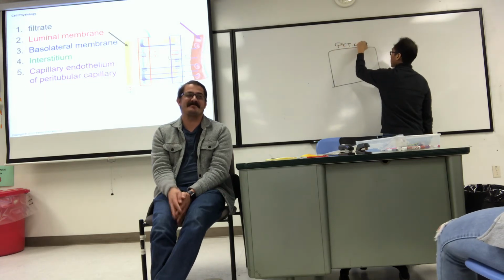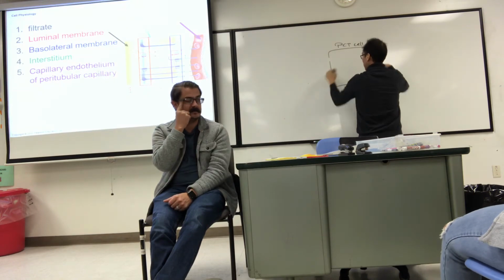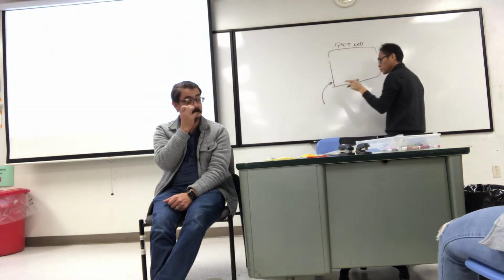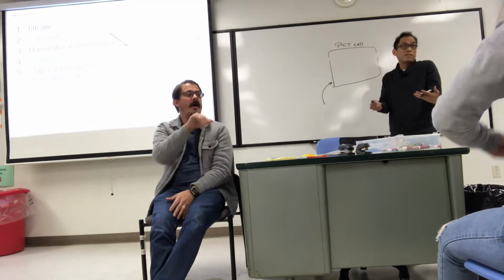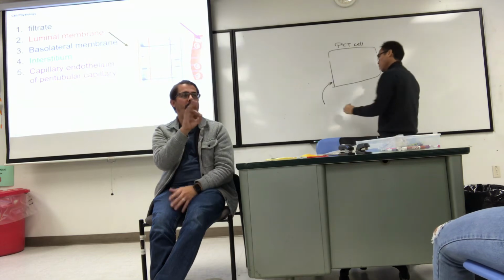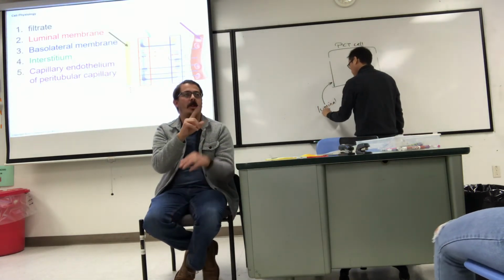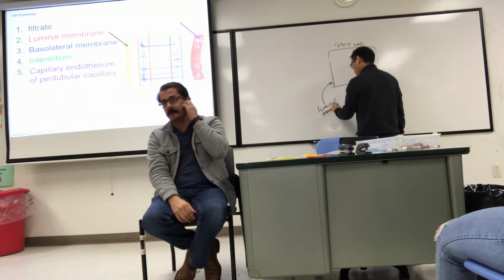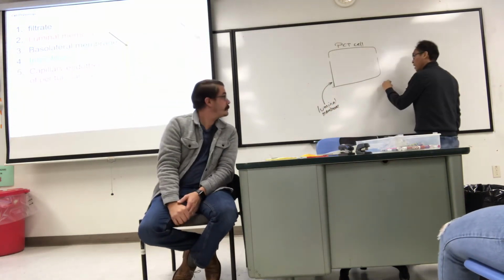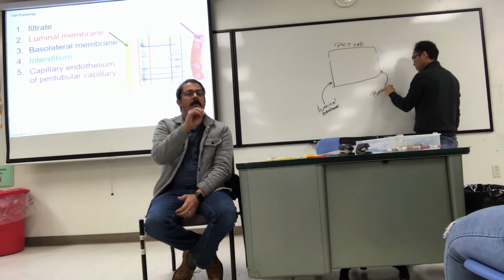There's the PCT cell. I'm going to leave a couple spaces for molecules I can draw. Anyways, this side faces the filtrate. They call that the luminal side because the filtrate is flowing through the lumen of the tube. Luminal membrane. And then on this side, you've got the basolateral membrane, the side opposite.